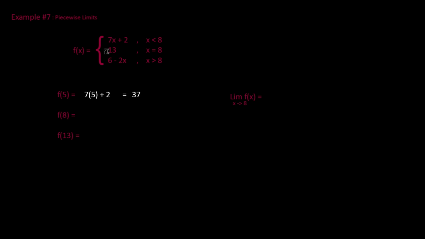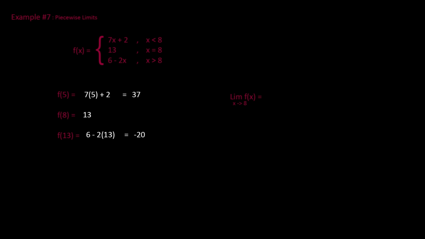For f of 8, the function clearly tells us that when x is 8, y is 13. For f of 13, since 13 is greater than 8, we must use the 6 minus 2x function. We get 6 minus 2 times 13, which is negative 20. Now for the limit.